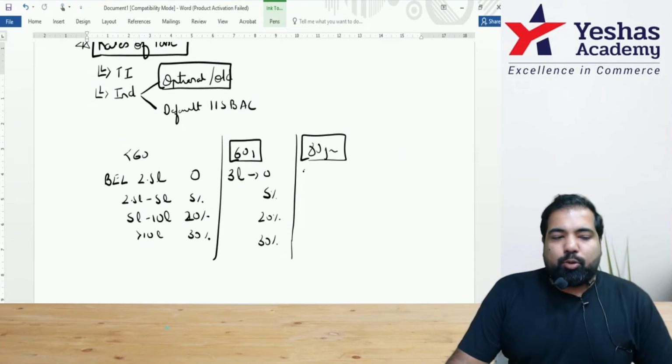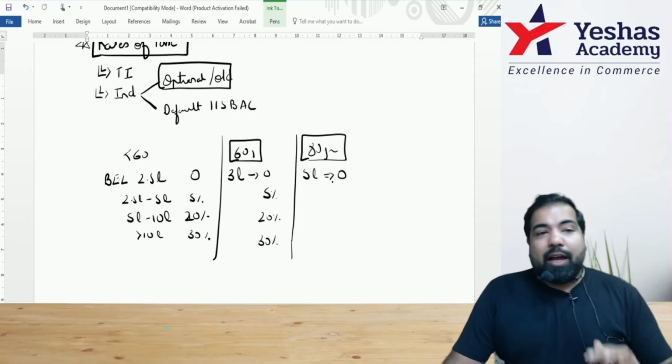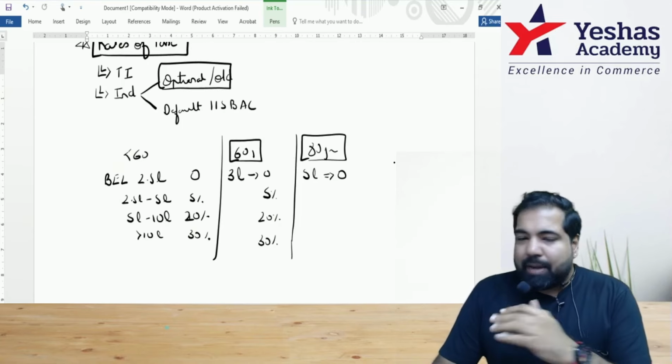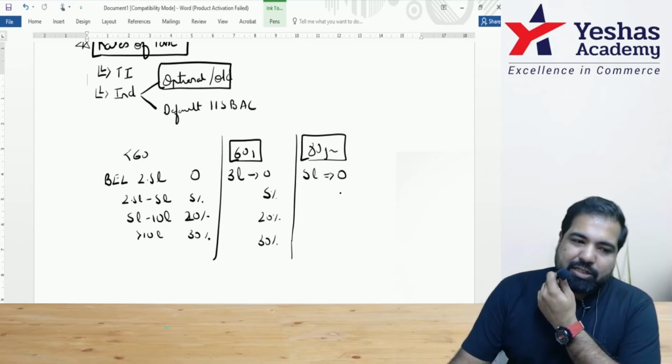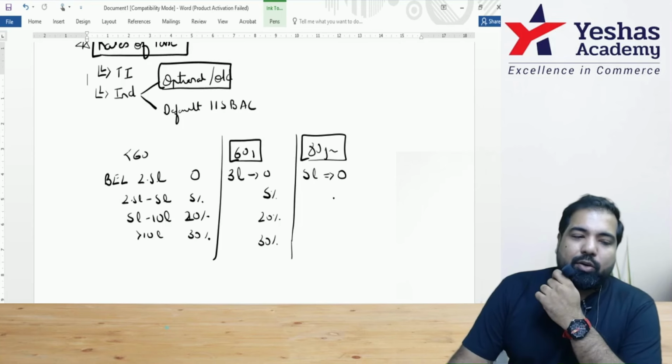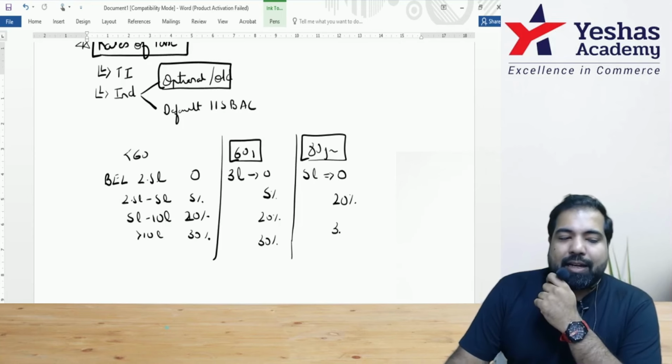For 80 years or more, up to how many lakh? So you can earn higher income without paying any tax. All grandparents, great grandparents, this is what they pay tax at. Up to 5 lakh, nothing. 5 to 10 lakh, straight 20%, and more than that, 30%.